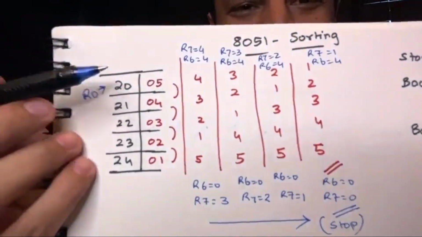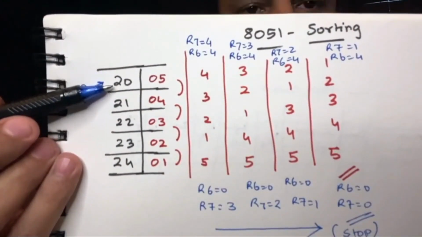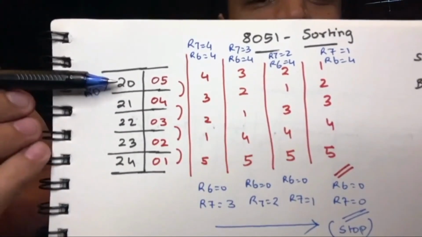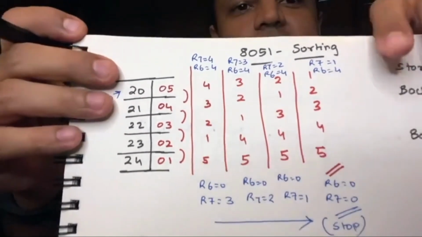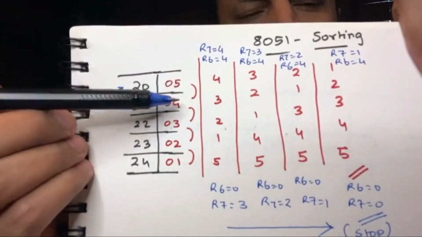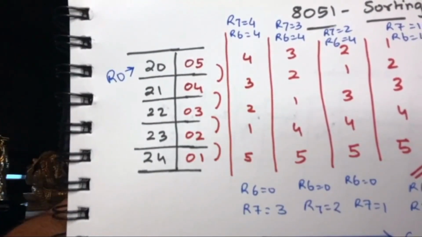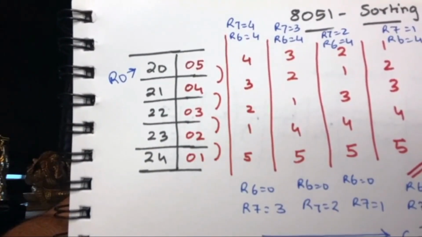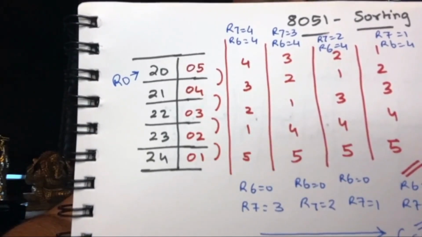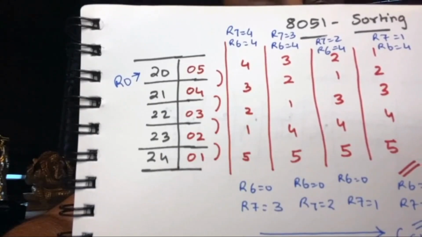Now, initialize R0 with the value 20. So R0 is your pointer to location 20. See what we're going to do. Compare two adjacent numbers. So your numbers are 5 and 4. Are they in the correct order? No. Because for ascending, 4 should be up, 5 should be down. Correct? So they are right now not in the correct order.